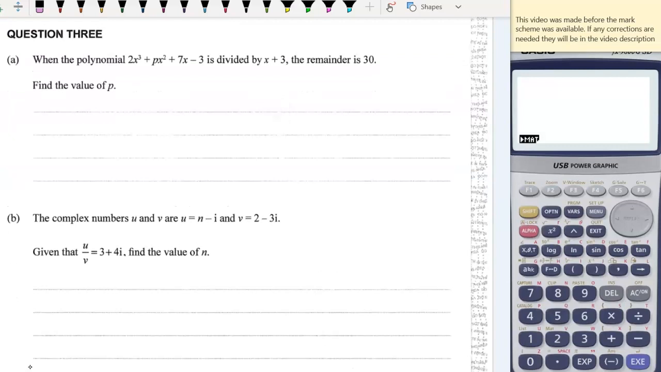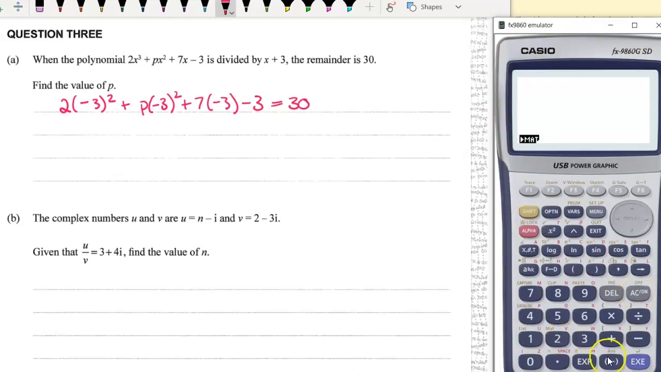All right, question 3. Okay, so we've got a polynomial that gets divided by x minus 3 and the remainder is 30. That means that if we put the value of 3 into our polynomial, we will get the answer of 30. So that's what I'm going to do here and work out what that gives me for p.